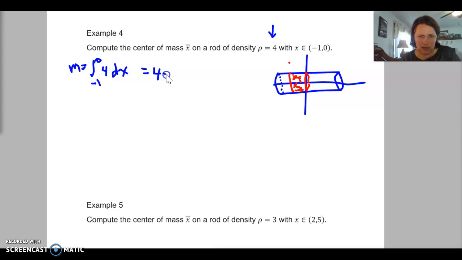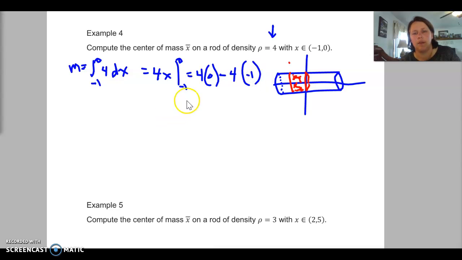So that will give us 4x evaluated from -1 to 0. So that's going to equal 4 times 0 minus 4 times -1, which is equal to 0 minus -4, which is equal to 4, which we could have guessed because what is rho? Rho is the mass of a unit, and we just are taking 1 unit of this bar. So 4 is what the total mass for one section will be.